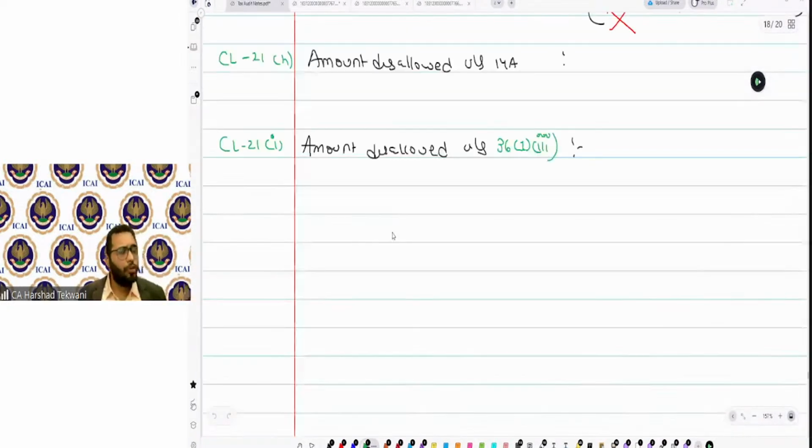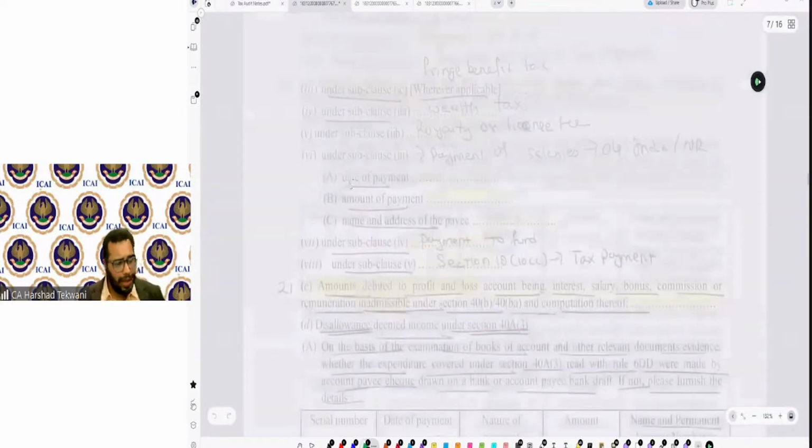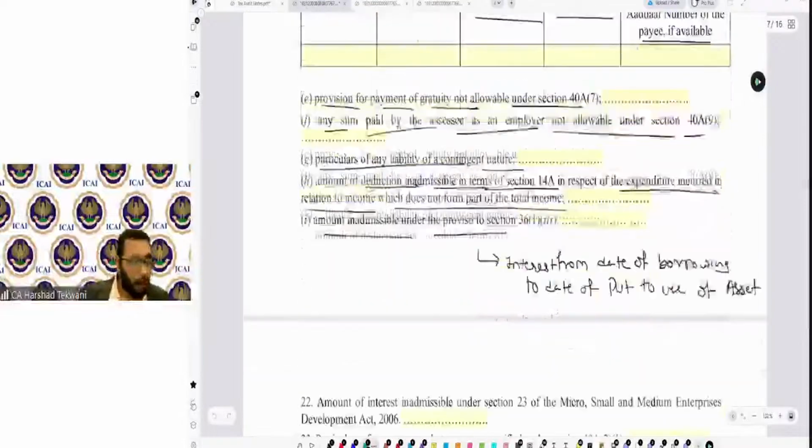So that was clause 21 with respect to various amounts being debited to the P&L account. Any doubt? Okay. If no doubt, then let's proceed further because we have to cover a lot of clauses.